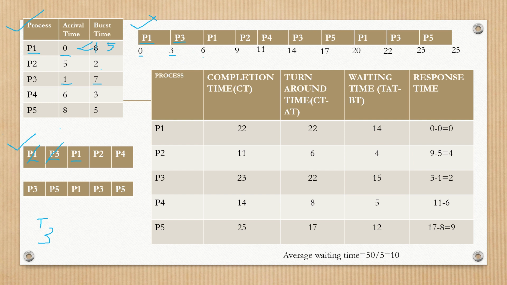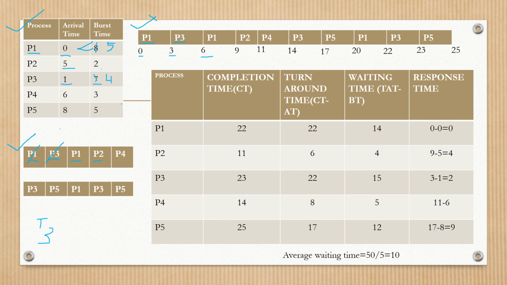So it is executing till 6. It has executed 3 units out of 7, so 7 minus 3 is 4. The remaining burst time of P3 is 4. Now we have to see whether, before this 6th unit of time, any other process has arrived or not. Yes, it has. At time 5 process P2 has arrived, and you can see that process P2 has been inserted here in the ready queue.